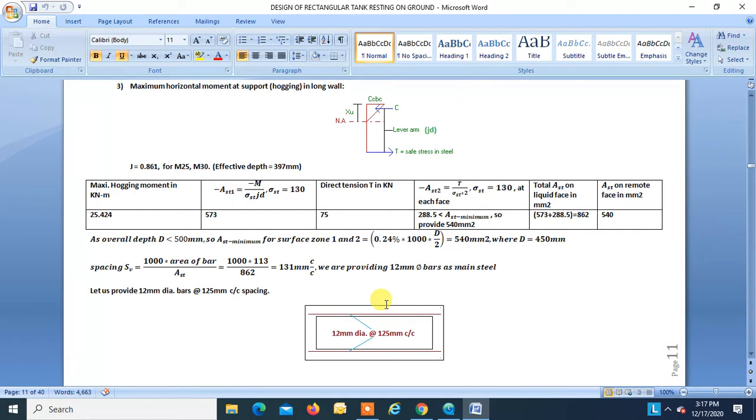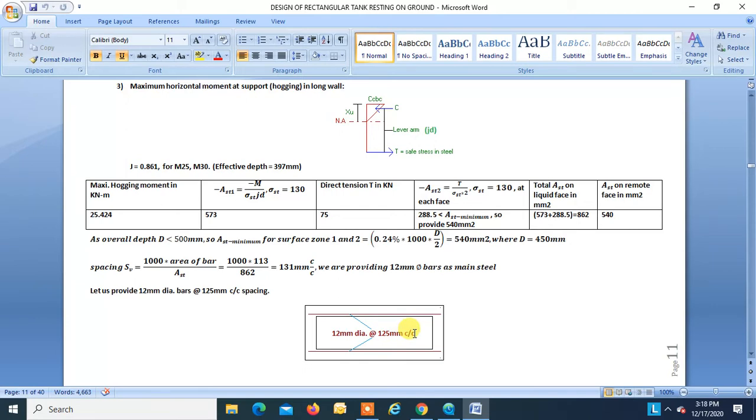Now we will find the spacing of this steel. The formula for finding spacing is 1000 into area of bar divided by AST. We are going to use a 12 mm dia bar for this horizontal steel. So the spacing is found to be 131. We will provide 12 mm at 125 mm. So this is the horizontal steel on the liquid face for the long wall, 12 mm dia at 125 mm center to center.